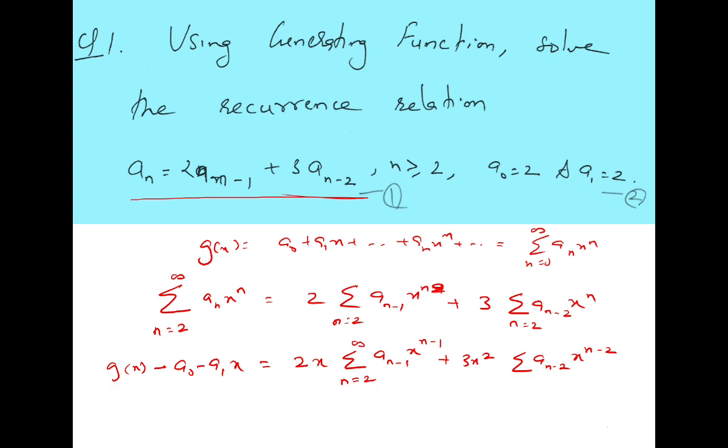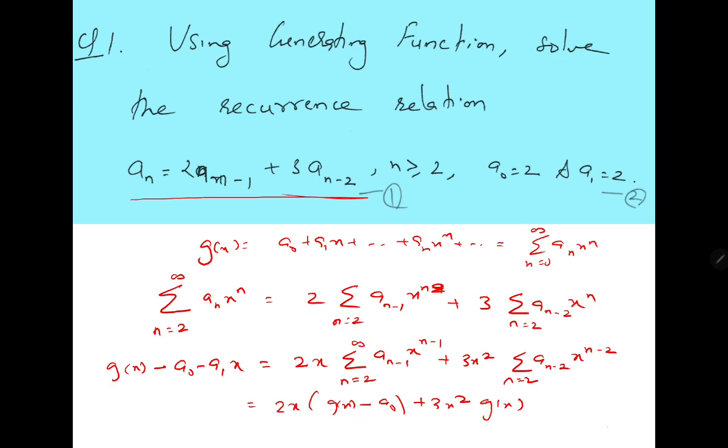Now again, in this term, the summation from n equal to 2, so the first term is a_1 x plus a_2 x square and so on. So if I compare with g(x), then the only missing term is a_0. So I can write g(x) minus a_0, plus 3x square, and if I see this summation, it starts from a_0, then a_1 x and so on. So it is simply g(x).